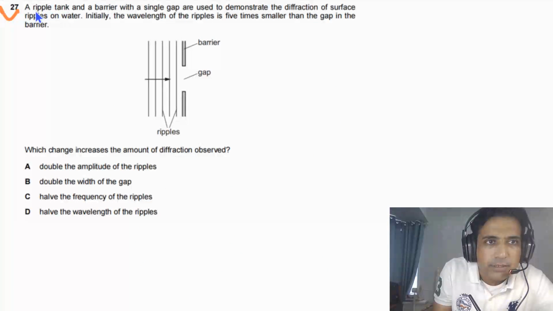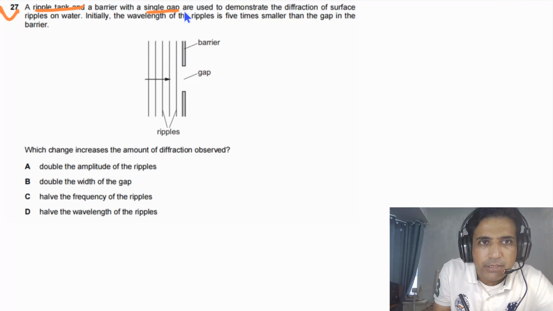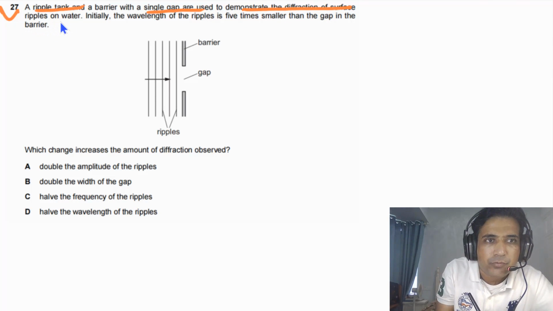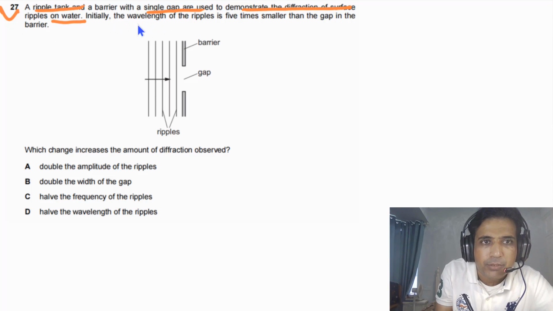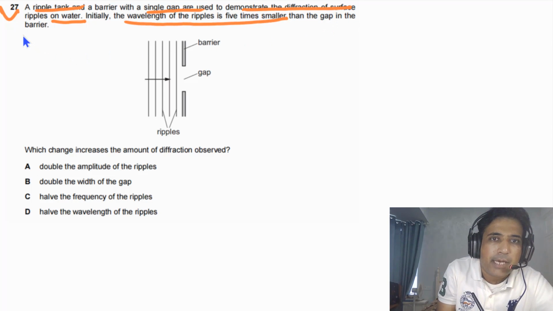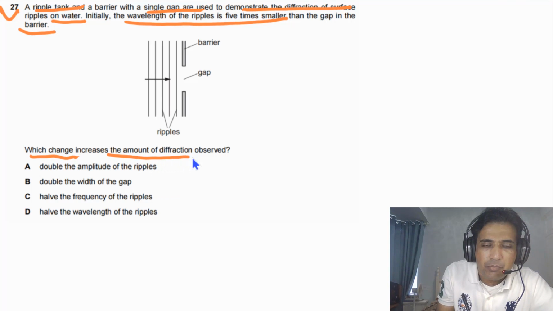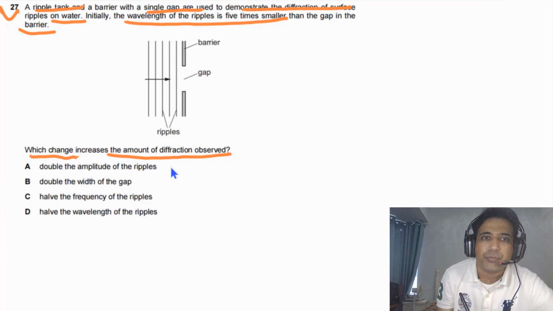Question 27 says a ripple tank and a barrier with a single gap are used to demonstrate the diffraction of surface ripples on water. Initially, the wavelength of the ripples is 5 times smaller than the gap in the barrier. Which change increases the amount of diffraction observed?